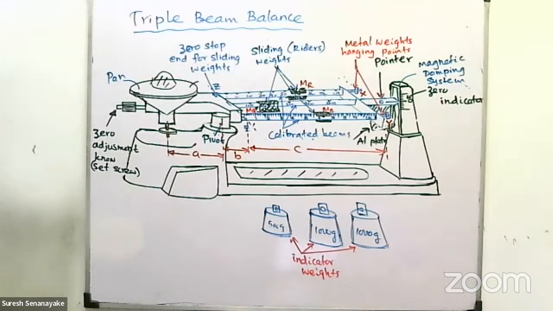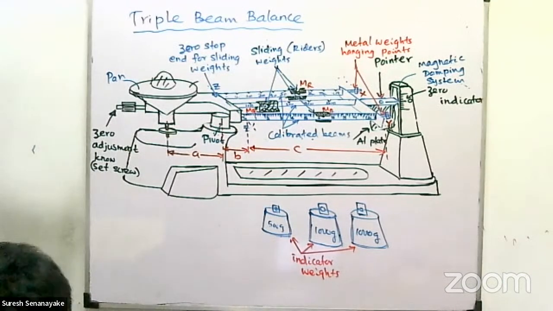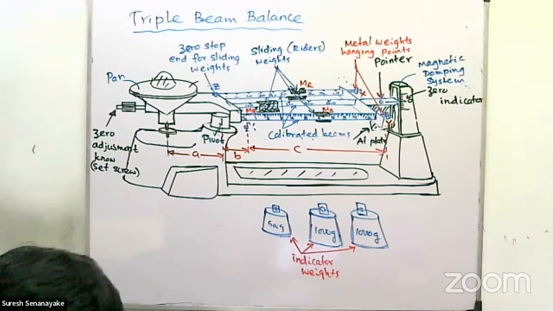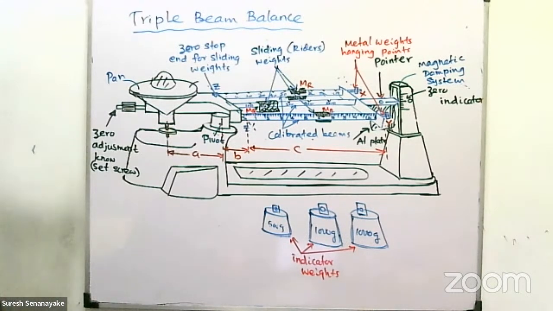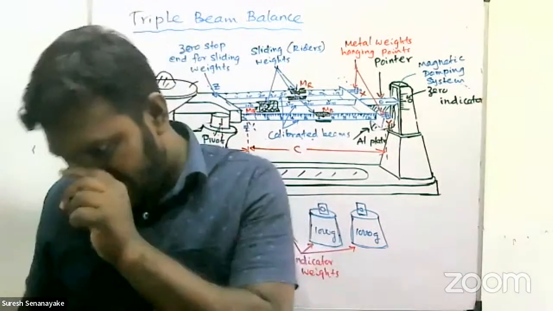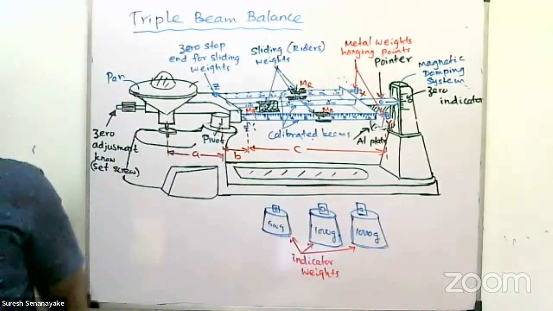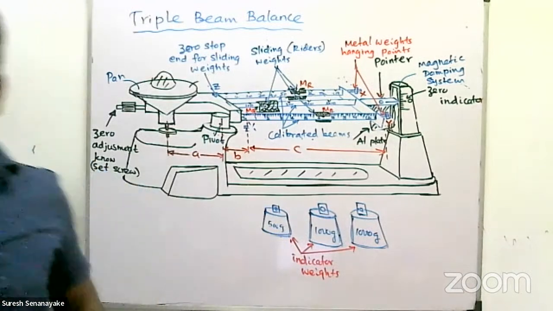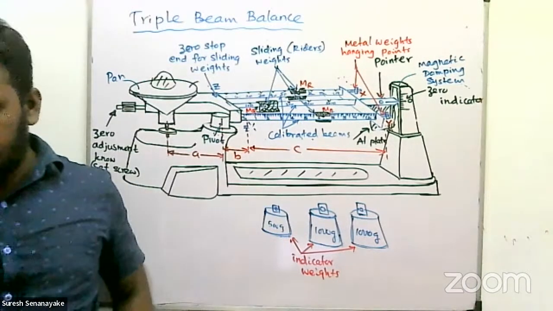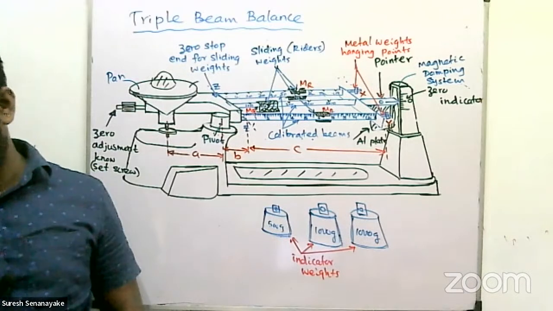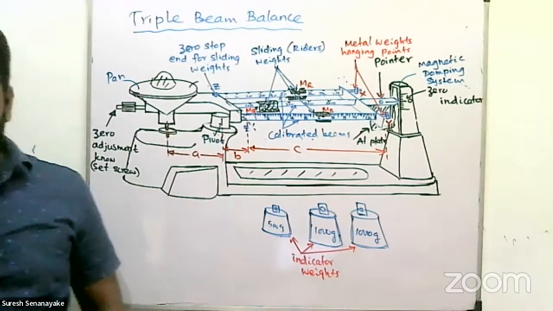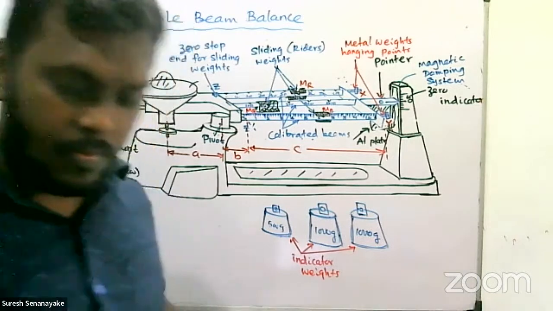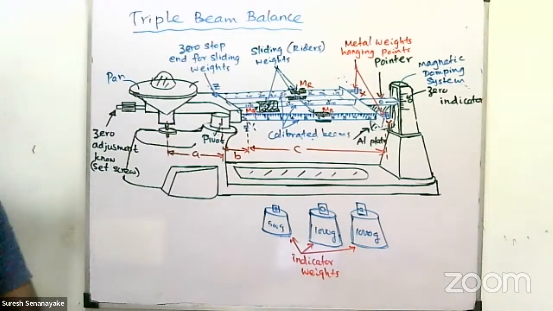Hi, I'll share those photos with you so you can get an idea. I'm showing the actual pictures, right? Okay. Then we need to know how these beams are calibrated. The three beams of the triple beam balance are calibrated as below.